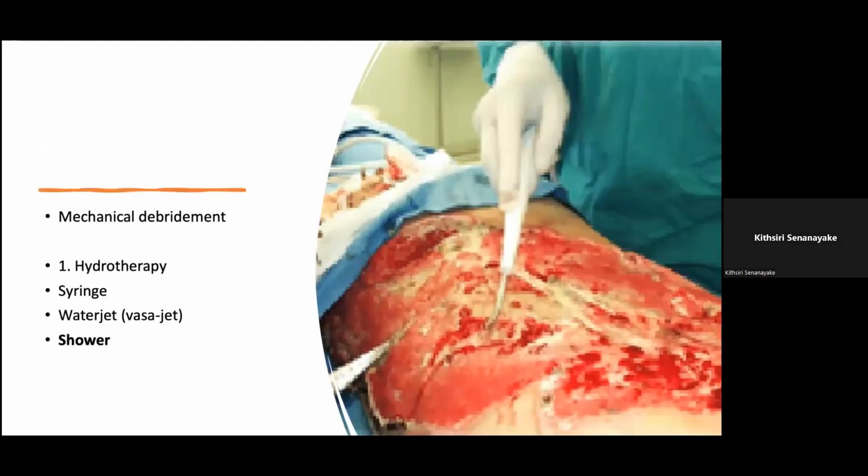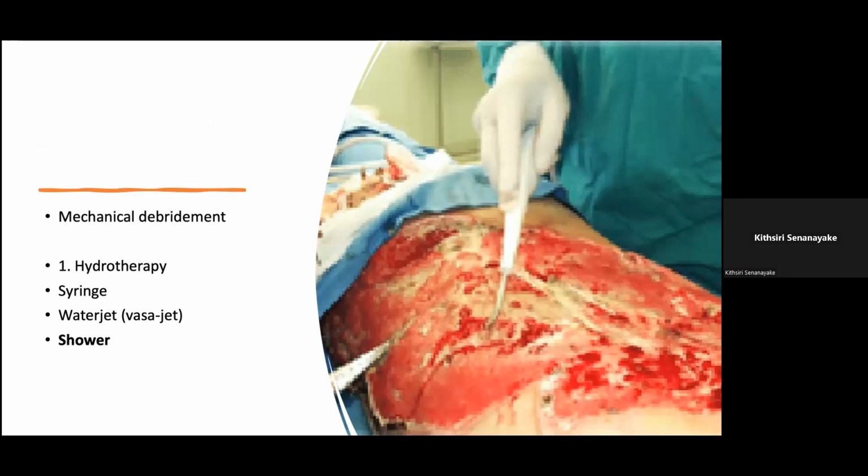Surgical debridement, you can use a blade or scissor. And an important message, as I said, take care not to damage the granulation tissue. So mechanical debridement can also be done by hydrotherapy.